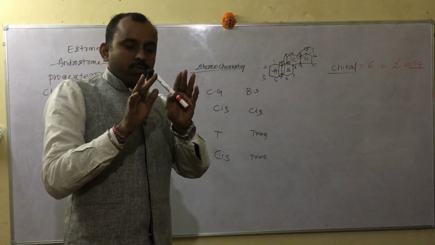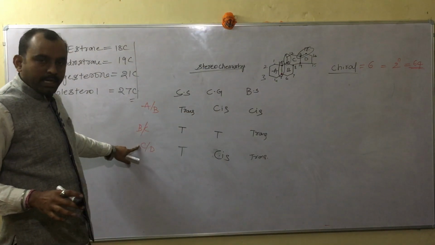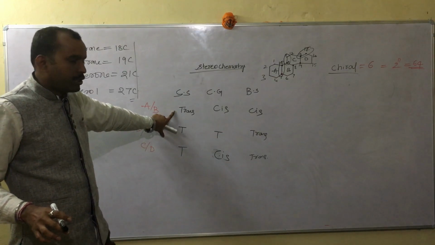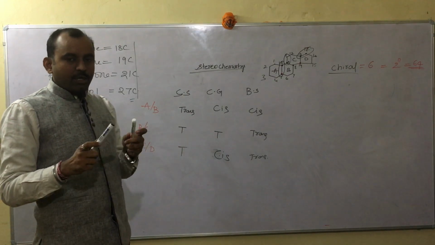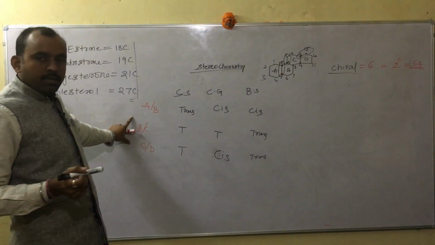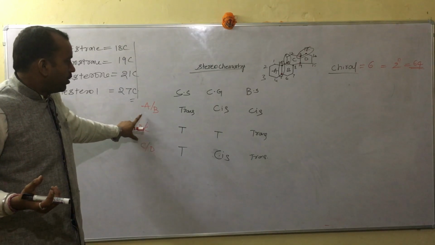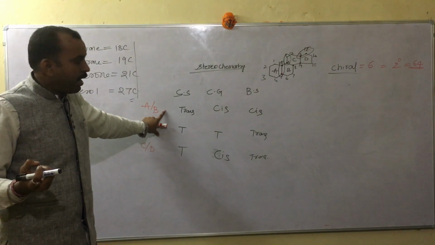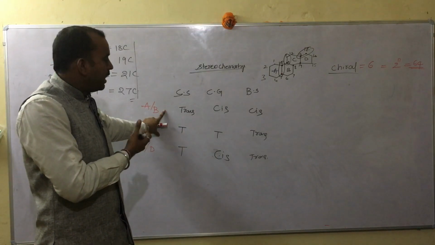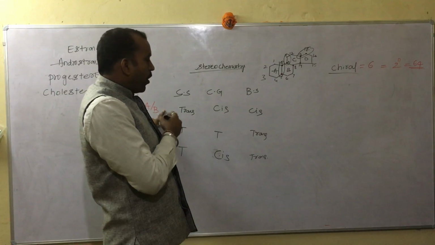The fusion of the rings, that is A and B, B and C and C and D, all are in trans position. Trans means the orientation of your rings is farther apart. That means they have a solid nature. So you can expect that these have high melting points and low boiling points, and are highly solid in nature.